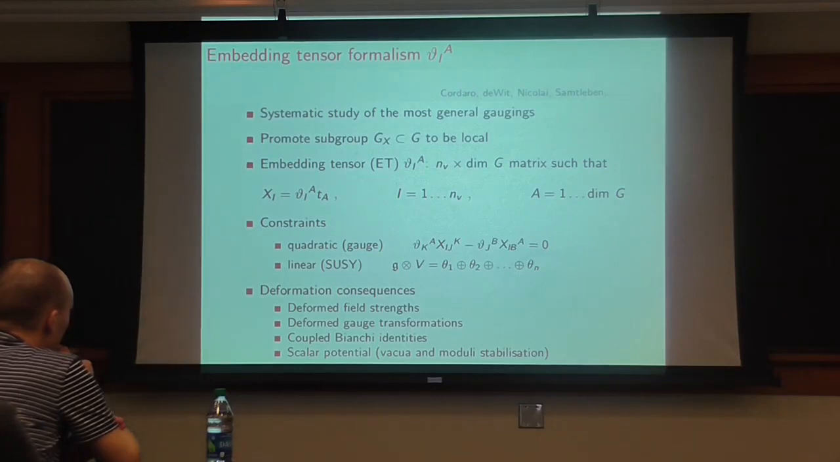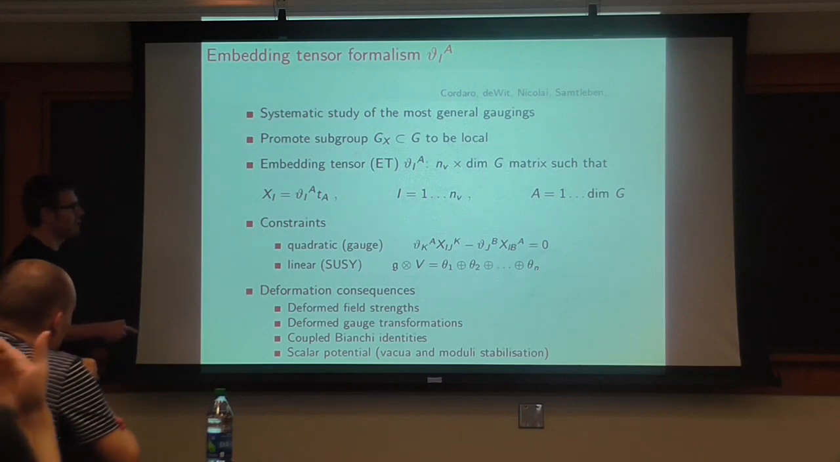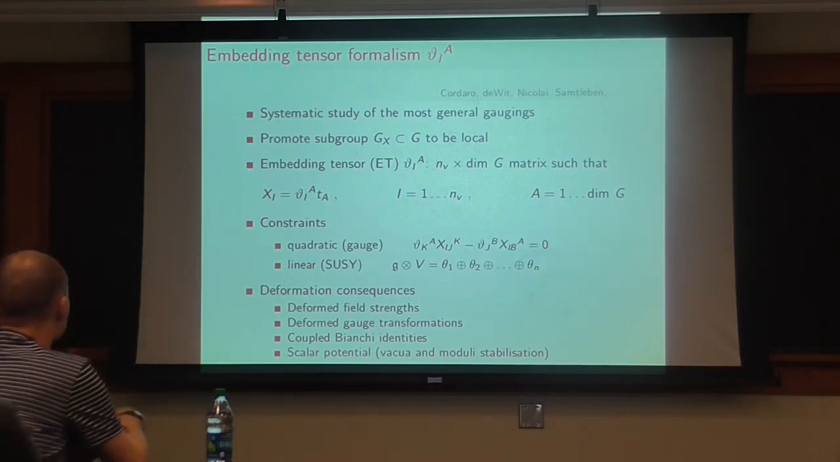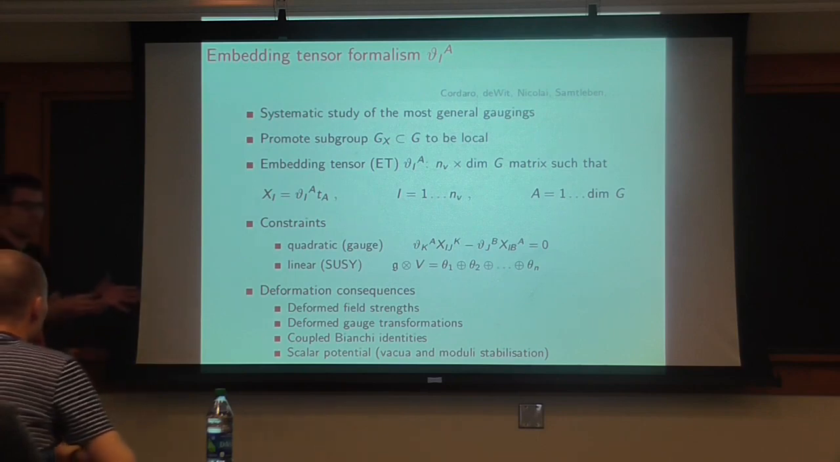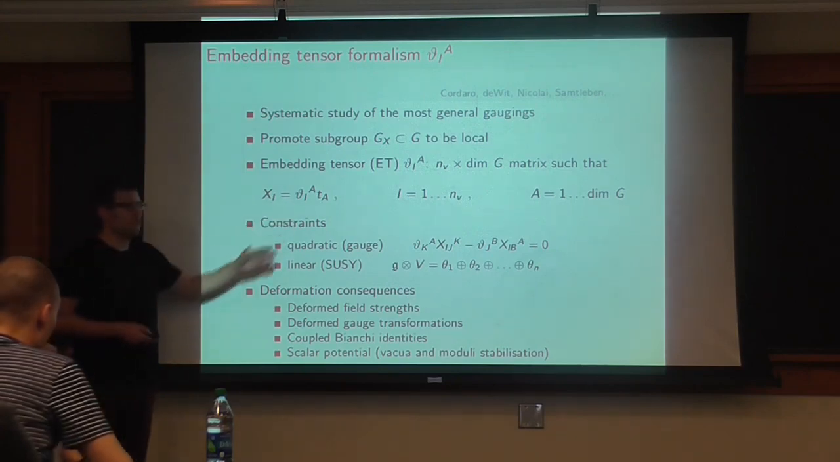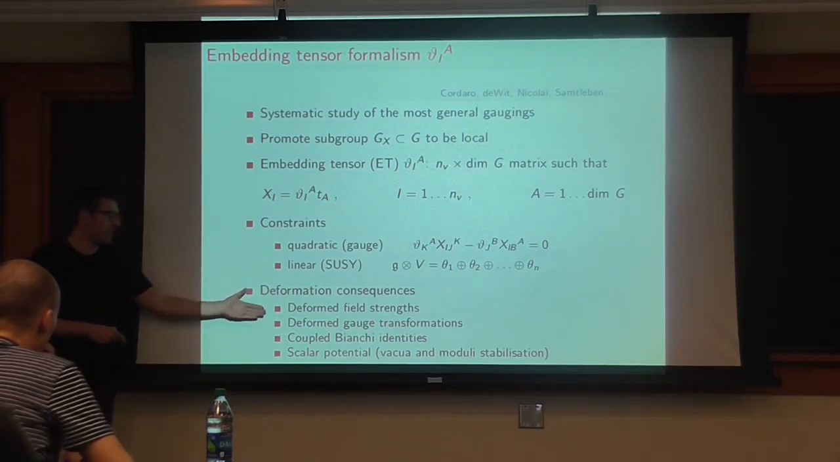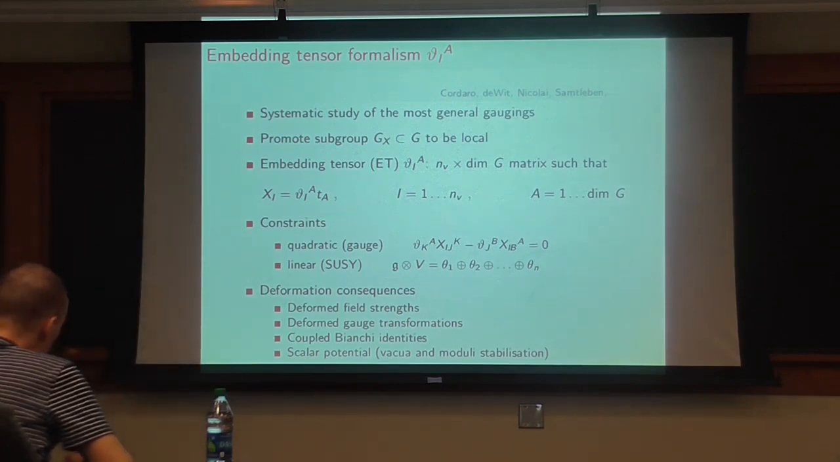In order for this formalism to work properly, it has to be constrained. It has to satisfy some constraints, which are the quadratic constraints. These constraints mean that this object is gauge invariant under the gauge generators that can be constructed through itself. It is also constrained by some linear constraints that supersymmetry imposes. That is to say, when I impose some supersymmetry, some components of this embedding tensor will automatically vanish. The consequences of having a deformed supergravity will be that the field strengths will be deformed, the gauge transformations will be deformed, and the Bianchi identities too. And there will also appear a scalar potential that will be useful to study the theory and the stabilization of the moduli.